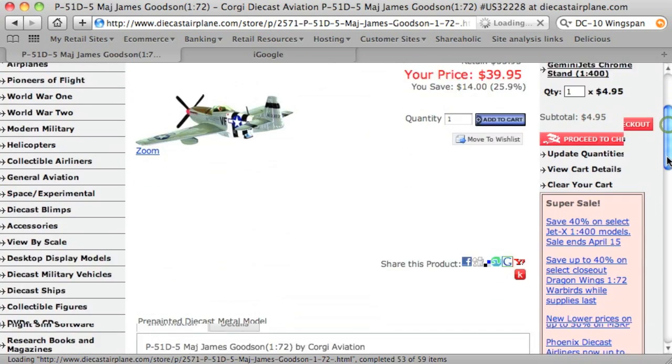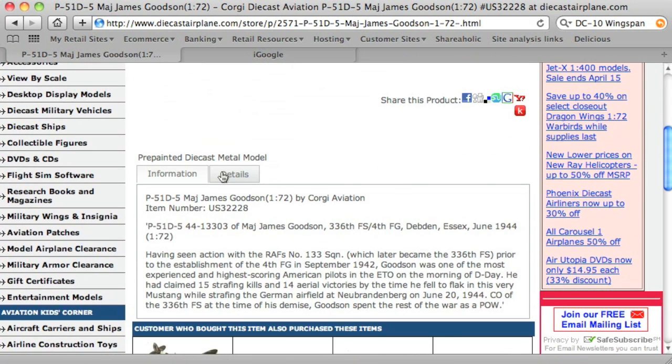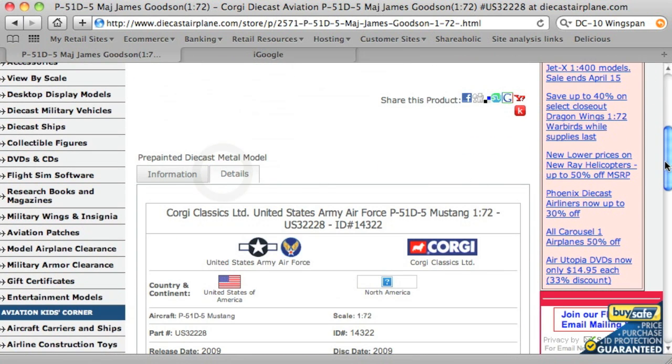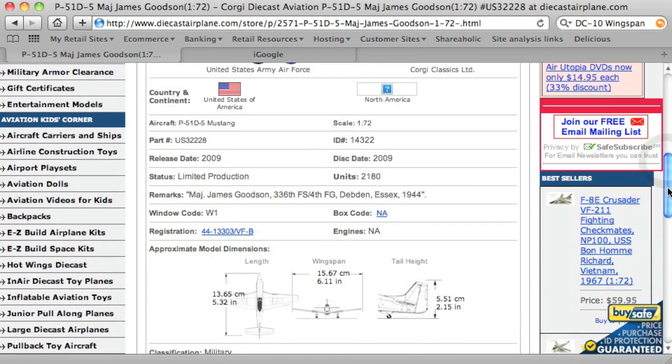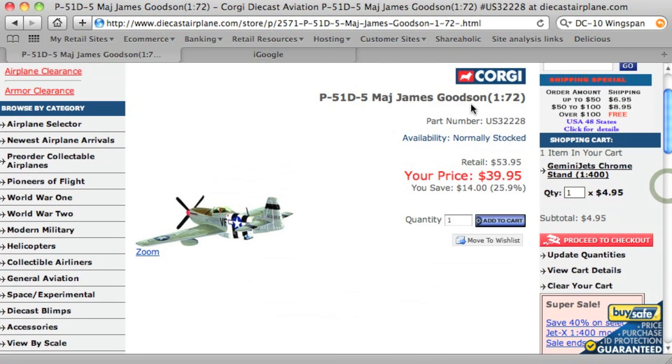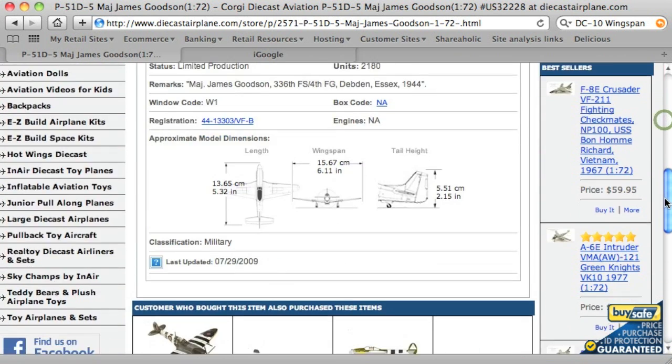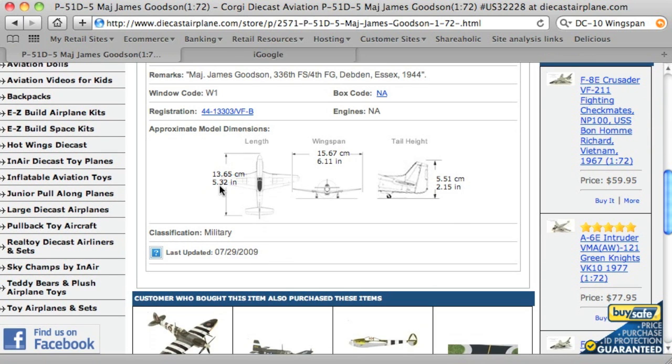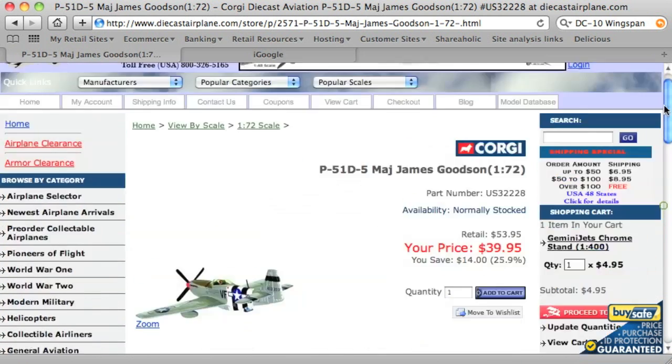And you will see on the model that there is a Details tab, and you can click on that. It gives you lots of information about the model, when it was made, what kind of production, how many units, and some remarks. And down here are the approximate model dimensions. So this is, as noted, a 1/72nd scale model. A P51 Mustang in 1/72nd scale is about 5.5 inches long with a little over a 6-inch wingspan.